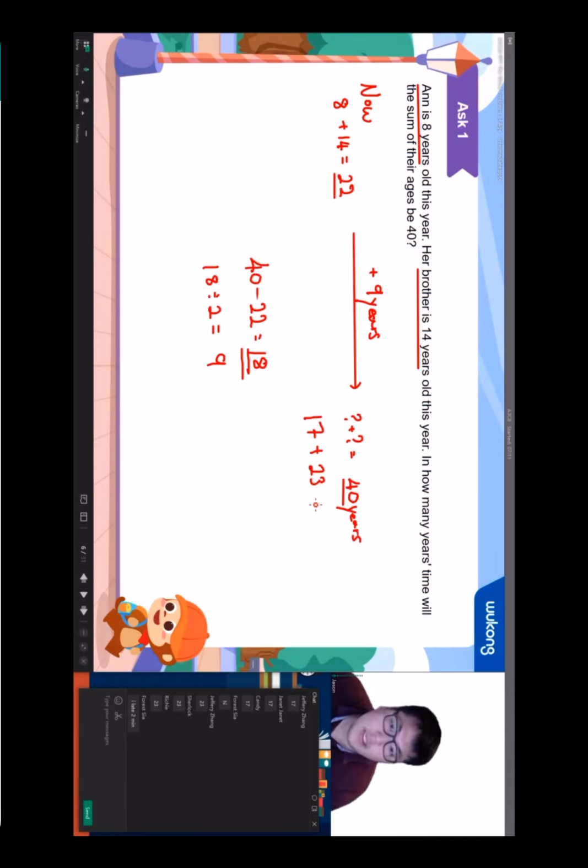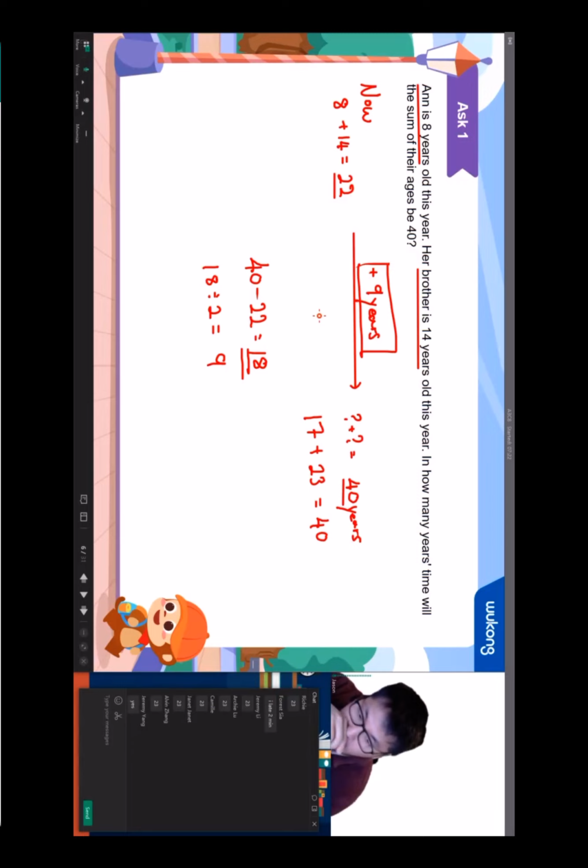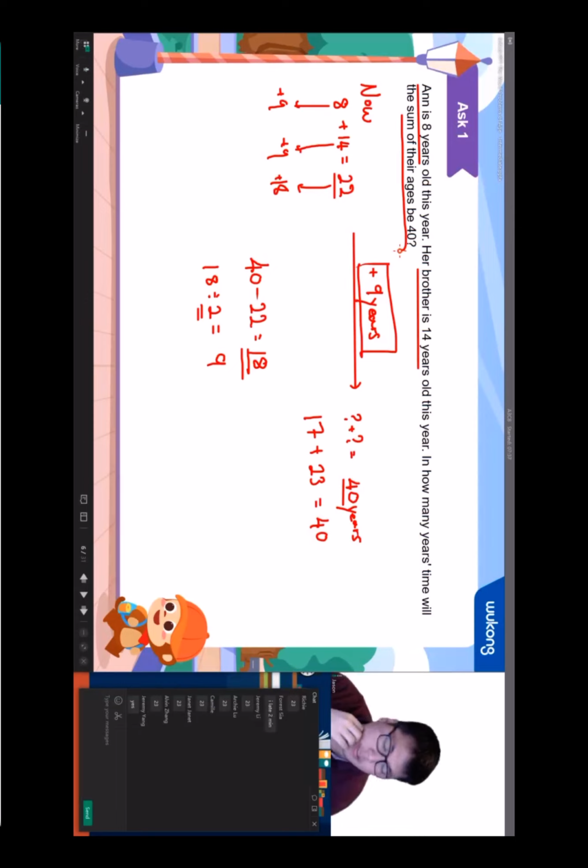23. So is 17 plus 23 40 years? Yes, it is. So that's why the answer is 9 years. As you can see, the reason why we are dividing it by 2 is because we have 2 people, so we need to give 9 years each, and that means this will be plus 18, and we end up having 40 years, which is our target. Okay? So, make sense, everybody?